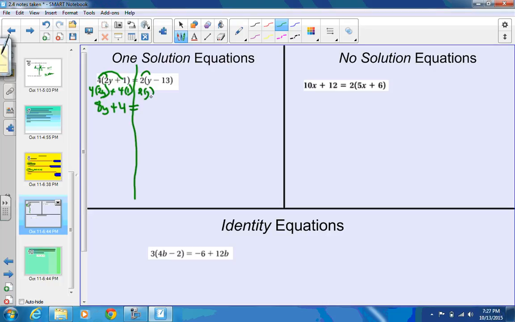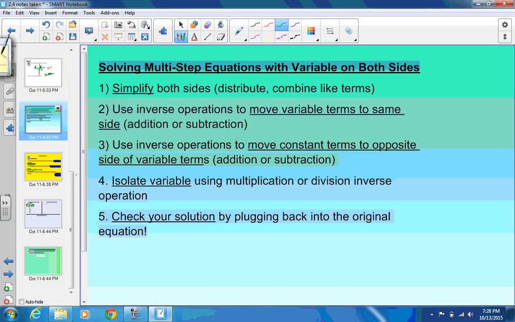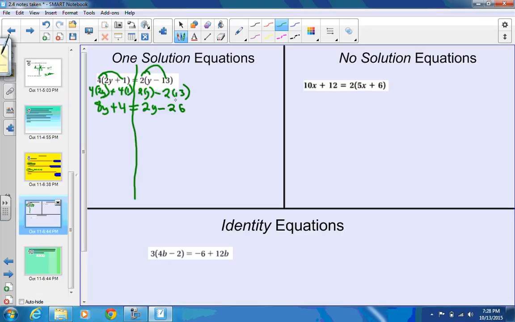Some more distributing here. And keep your minus sign. 2 times 13. So we end up with 2y minus 2 times 13 is 26. All right, so let's go back and review these steps. First, simplify both sides. We did that. We did our distributing. There's no like terms that we can combine.